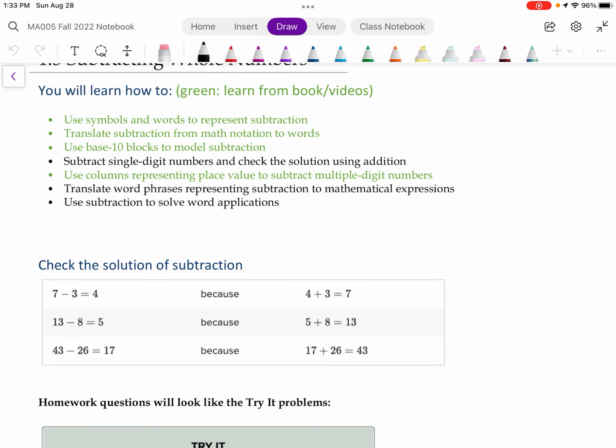Everything in green you can learn from the book. There's lots of videos using base 10 blocks to model subtraction and other topics here in green. So I'm just going to cover the things in black.